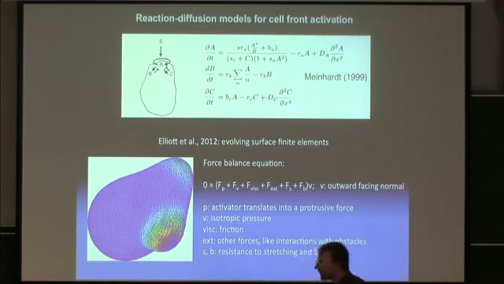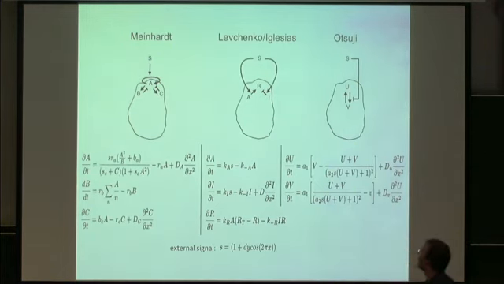So we took 3 models. The Meinhardt model, one by Levchenko and Iglesias, which is coming from a perfect engineering angle, and one by Otsuji et al., which is based on the idea that you have a signaling component that can either be in an activated state or an inactivated state.